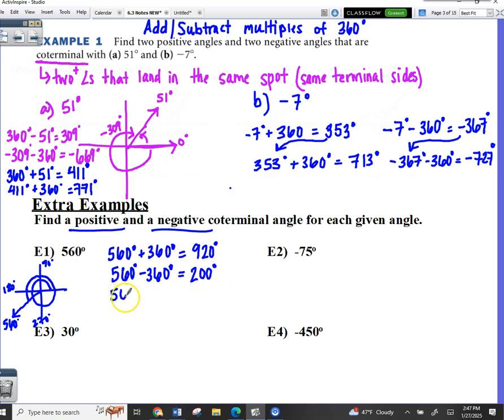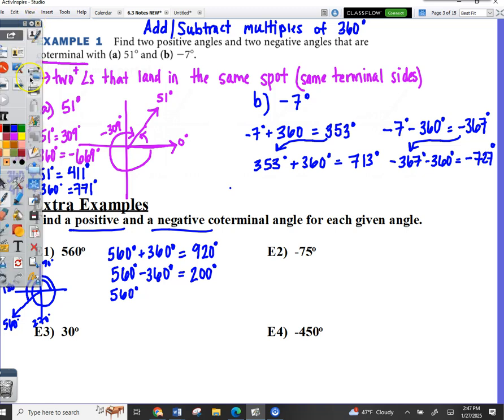And then to get your negative one, you would have said, I'm going to take 200 now, domino effect, and I'm going to subtract off another 360. And if I do that, now I get negative 160.